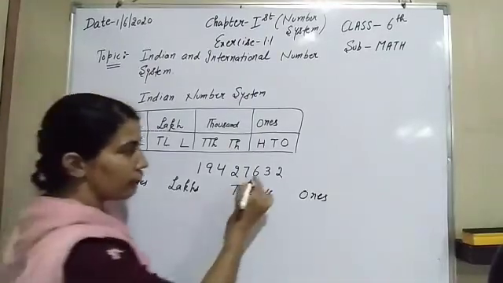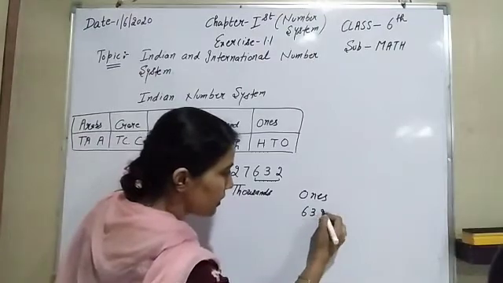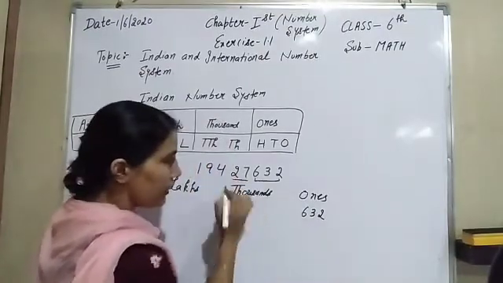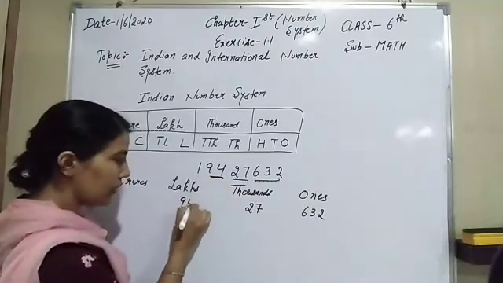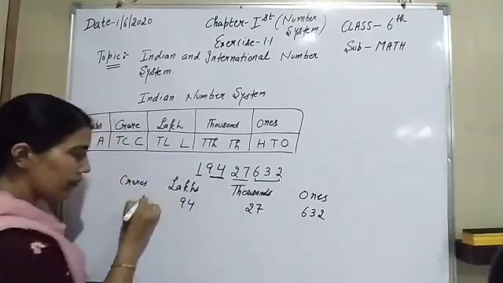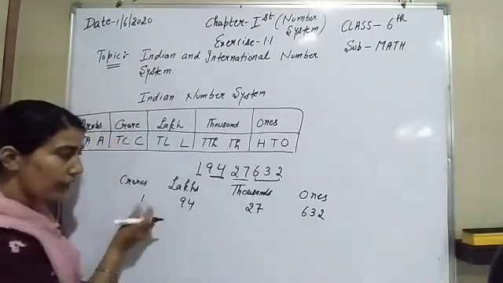So firstly, starting from here, the last 3 digits go at the ones place. So write here 632. After that, 2 digits here, after that 2 digits here. Now only 1 digit is left here. We have to write 3 digits here, 2 here, 2 here and 2 here.